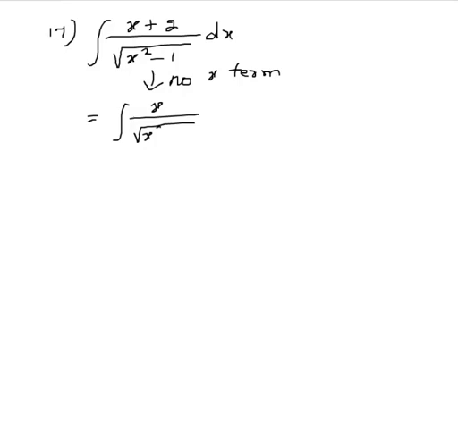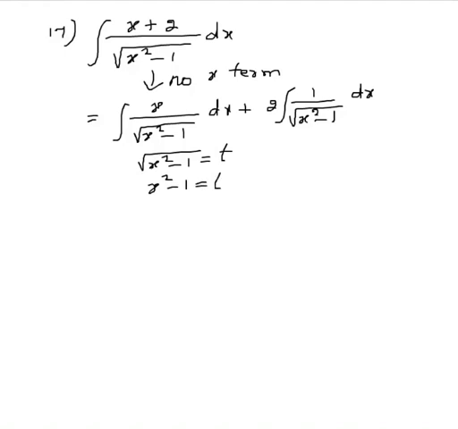X divided by root of x square minus 1. And the second integral is 2 divided by root of x square minus 1. 2 is a constant, it can be taken out. 1 divided by root of x square minus 1 dx. The first one should be done by substituting the denominator as t.